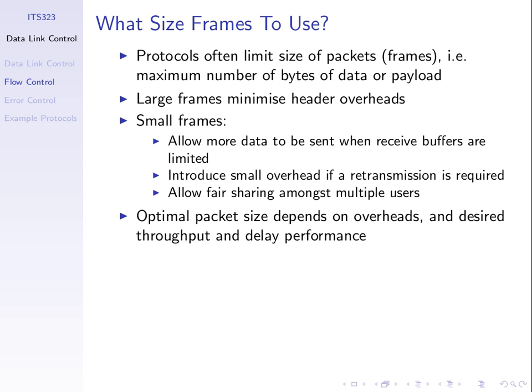There are some other reasons as well. So it's a trade-off. Large frames minimize the overhead due to headers. Small frames, for various reasons, make efficient use of buffers, reduce the overhead if we have to retransmit, and there are some other things like sharing amongst multiple users. In practice, usually the upper limit is determined by the protocol. For wired LANs, 1,500 bytes is the typical upper limit. You can have smaller, but that's usually an appropriate trade-off for that type of network.